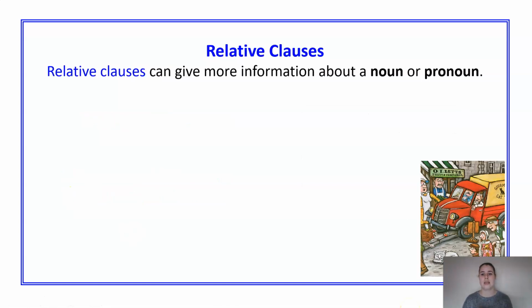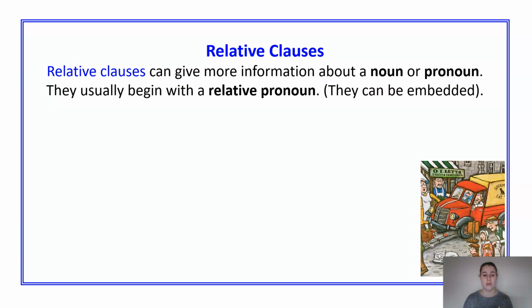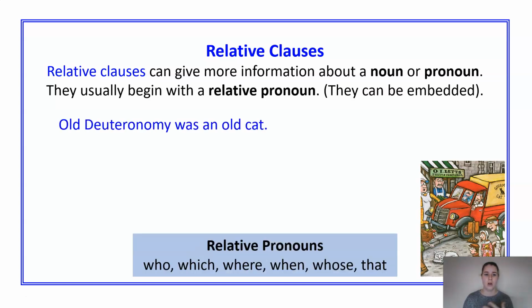So relative clauses can give extra information, which we know. For example, old Deuteronomy was an old cat. So now we can include some extra information. Now we know that sometimes these can be called embedded clauses. We know they're embedded because they're tucked in between our bed and our duvet. So they're tucked in the middle. So we've got our two little commas.